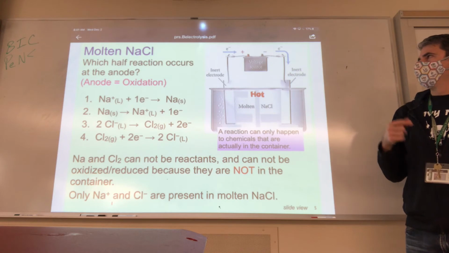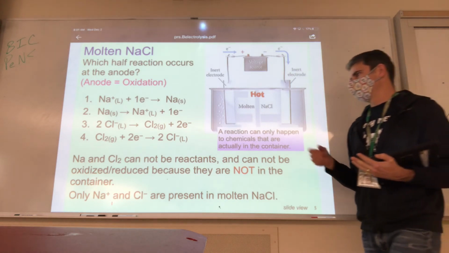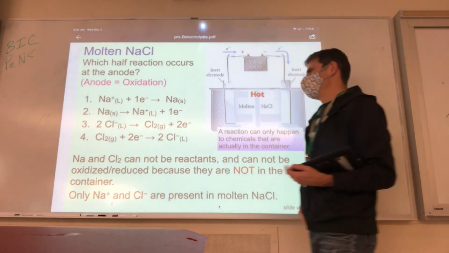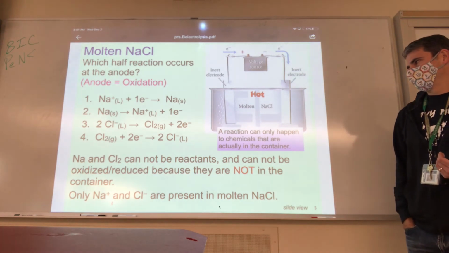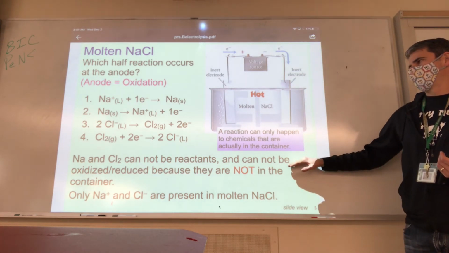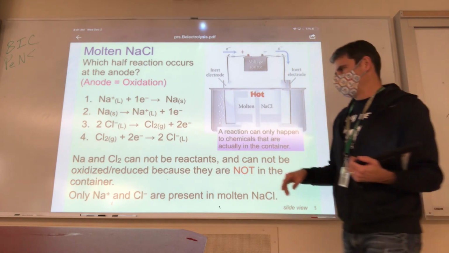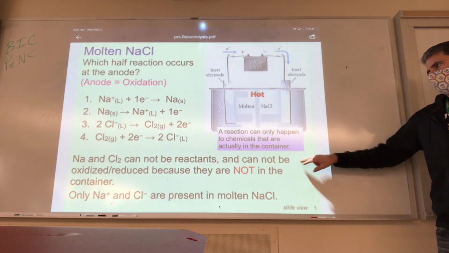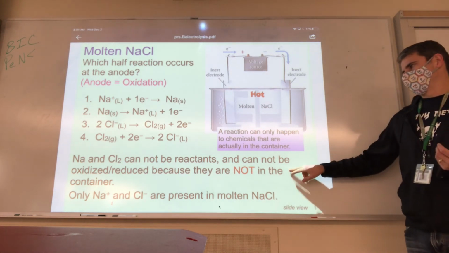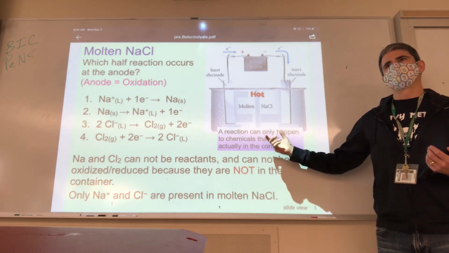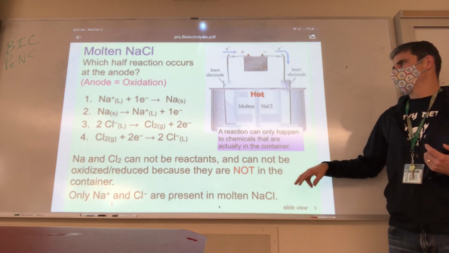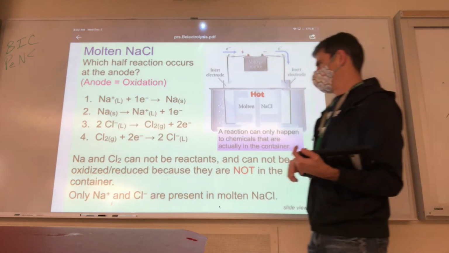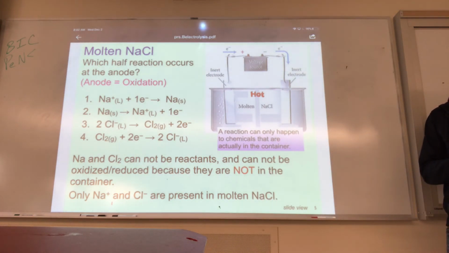And so again, which half reaction occurs at the anode? Hopefully you remembered, it doesn't change just because it's an electrolytic cell versus a voltaic cell. The anode is still the oxidation. Remember that pure sodium metal and chlorine gas cannot be the reactants, and cannot be oxidized or reduced, because they're not in the container to start. Initially in the container, we only have sodium ions and chloride ions. That's the only thing that's actually in the container.